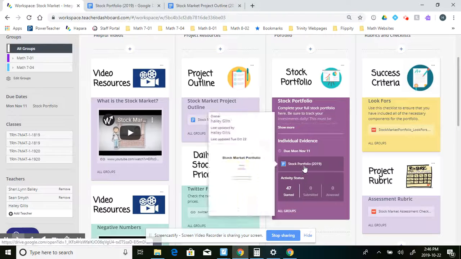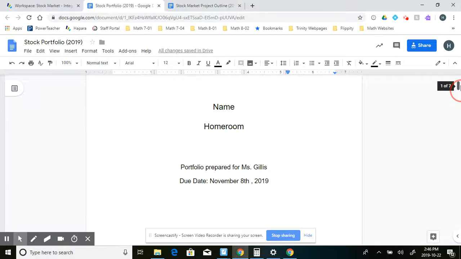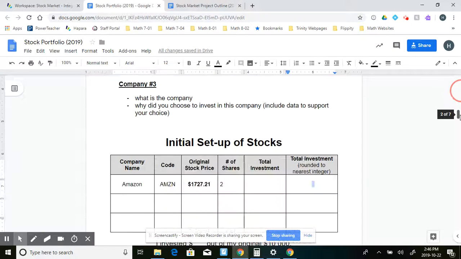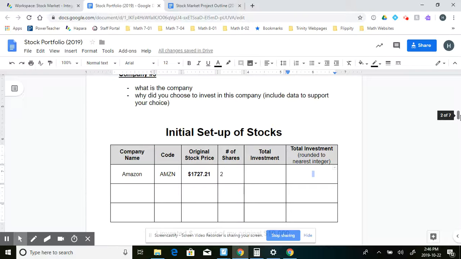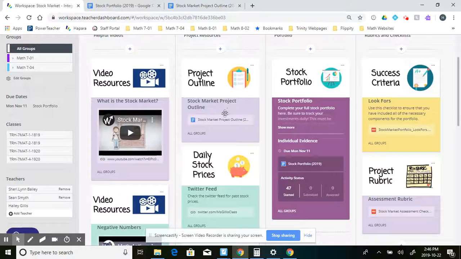First thing you want to open up is this stock portfolio assignment. It'll look like this. You can put your name in, you can put your homeroom, and then you're setting up your initial investment. So you're deciding on the companies that you are going to choose for this project. The companies that you have to choose from are in your outline. If we go back to the workspace, that's this link here, the project outlines.